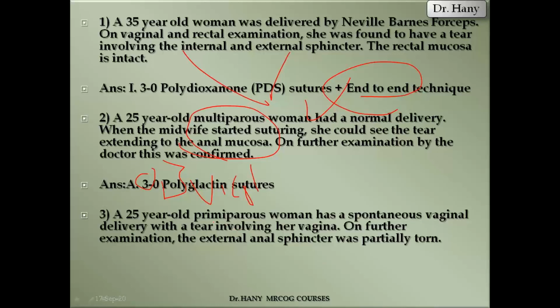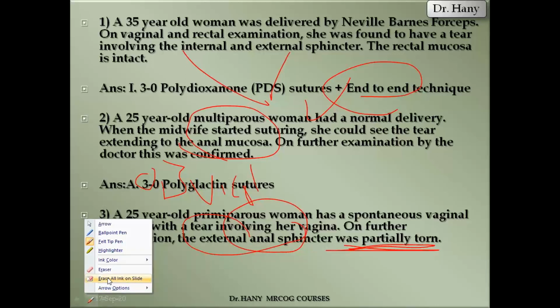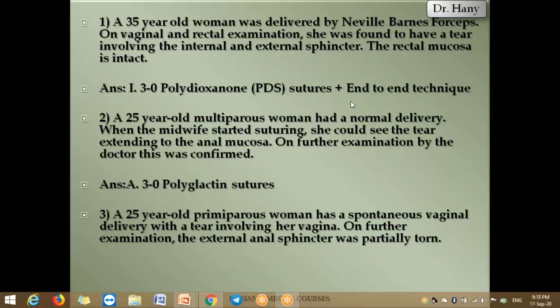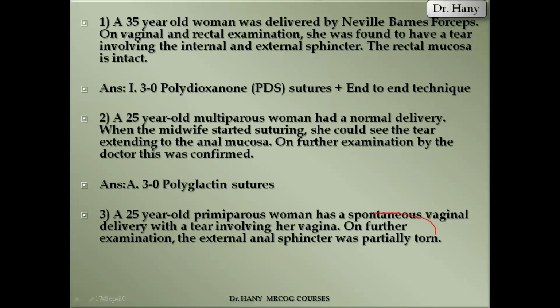Another scenario. A 25-year-old multiparous or primiparous woman had a spontaneous vaginal delivery with a tear involving the vagina. On further examination, the external anal sphincter was partially torn, so 3B. 3-0 PDS with overlapping technique? 3-0 PDS with end-to-end technique. End-to-end, no overlapping. Because 3-0 PDS or 2-0 Vicryl with no overlapping.